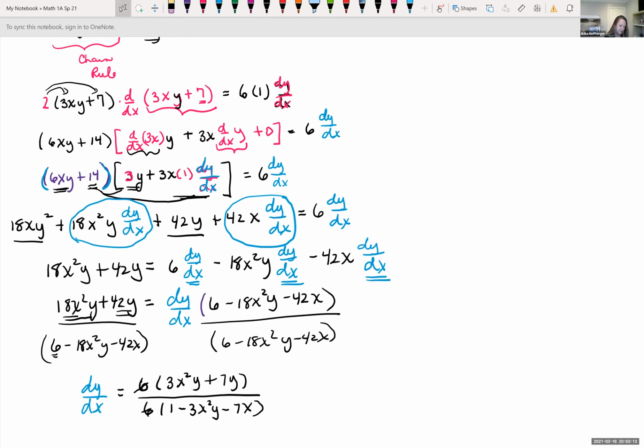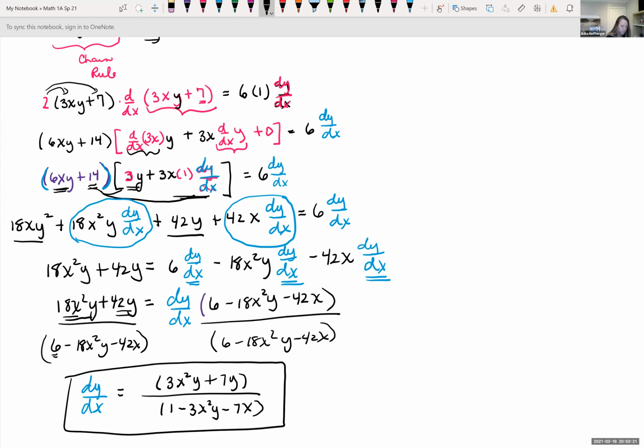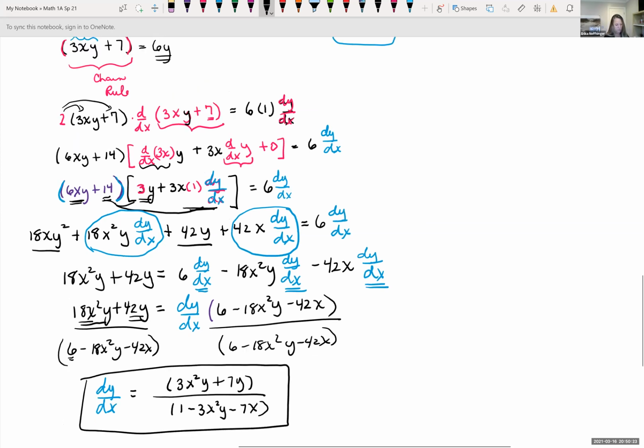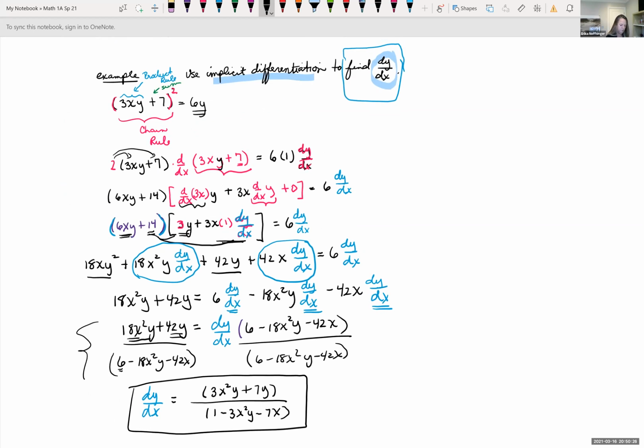And I'm just going to erase it so I don't have to rewrite it. And I guess just me writing this, I could have rewritten the whole thing. So just factor out and cancel the 6.